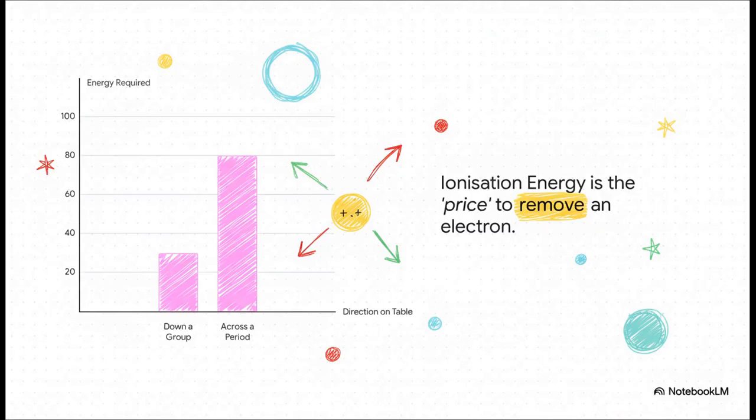And the trend shows exactly that. As we go down a group, the atoms get bigger and that outer electron is further away, so it's way easier to remove. The price, the ionization energy, decreases. But as we move across a period, the atoms get smaller and Captain Nucleus's grip gets stronger. It is much harder to steal an electron, so the price to do so increases. See? It all comes back to our tug of war.